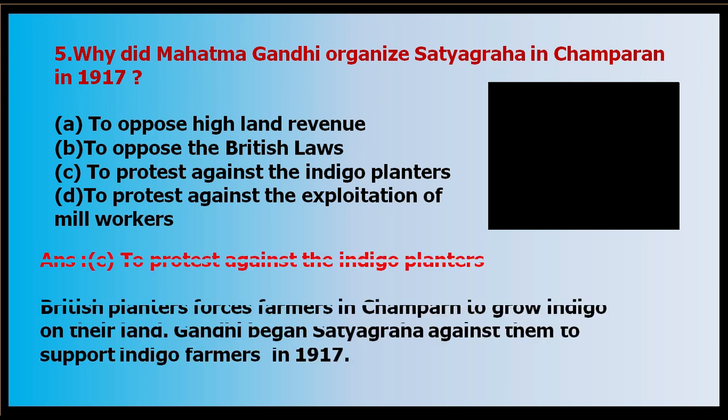Okay, so the correct answer is to protest against the indigo planters. British planters forced the farmers of Champaran to grow indigo on their land, and Gandhi began Satyagraha against them to support the indigo farmers in 1917. It was the first Satyagraha of Mahatma Gandhi, the Champaran Satyagraha, 1917. Moving to question number 6.